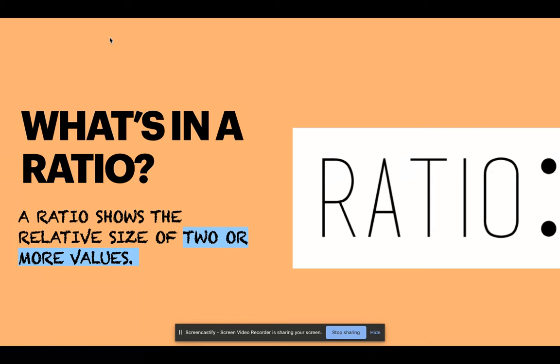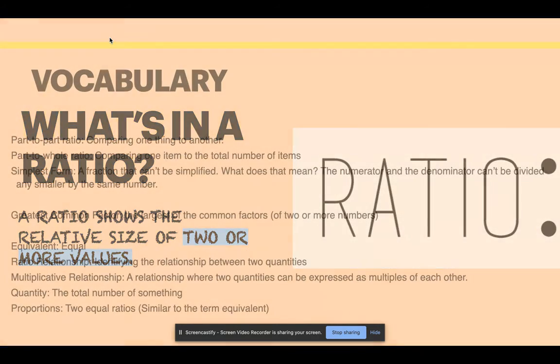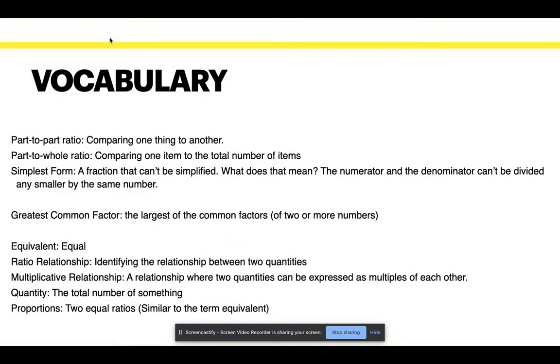All right. I know that we still may have some questions. So let's look at some vocabulary really quick before we move forward. These are things that you need to know. So I know that there are a list of vocabulary terms, but let's focus on a few for today. We need to know what part-to-part ratios are. This is when you're comparing one thing to another. Okay? So girls to boys.